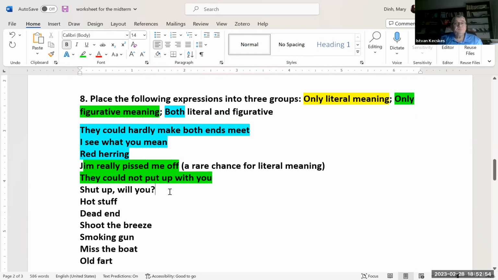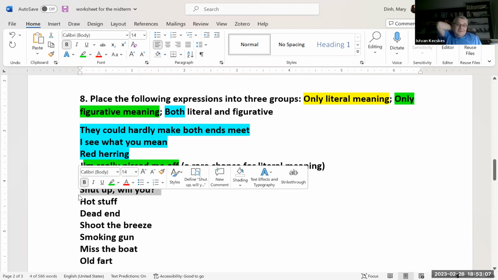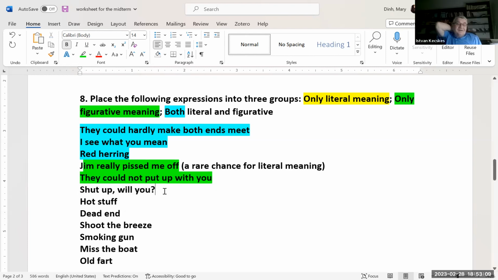Shut up, will you? Uzo. Okay. It's literal. Yes, literal. Do you agree with that? How about the others? Is there any figurative sense in that? Not to my knowledge. Okay, not to your knowledge, all right. Is there anyone who says that there is some figurative meaning?